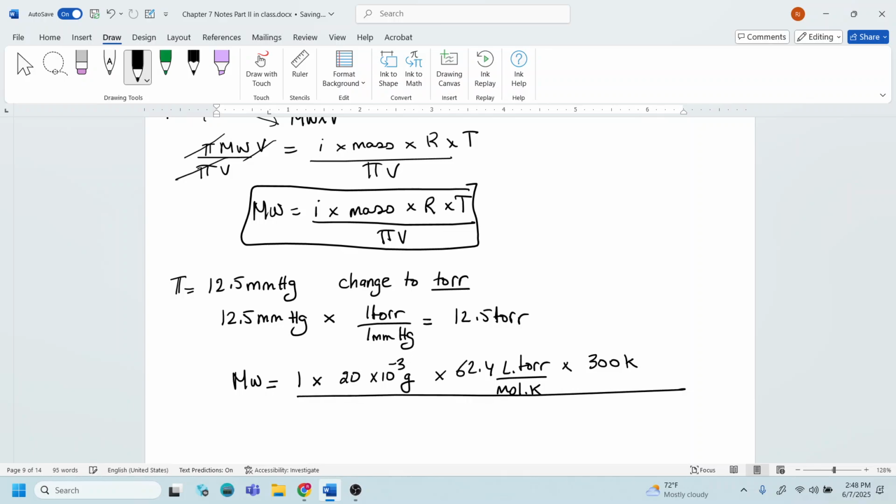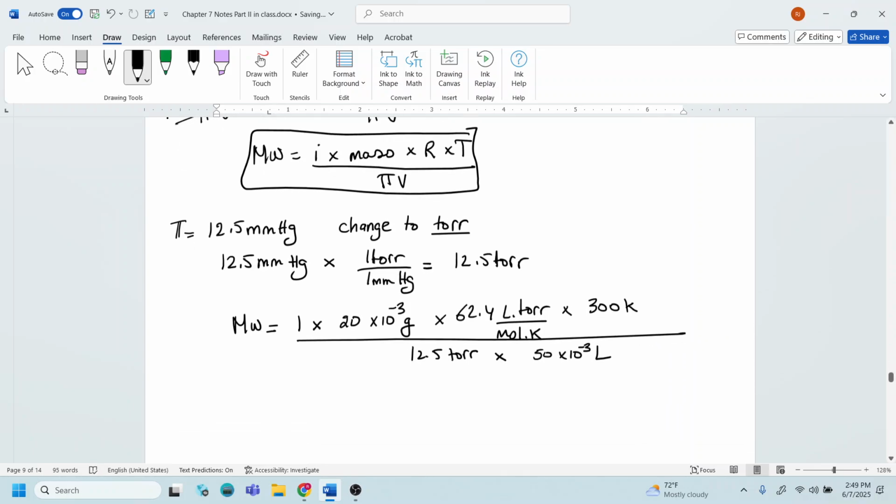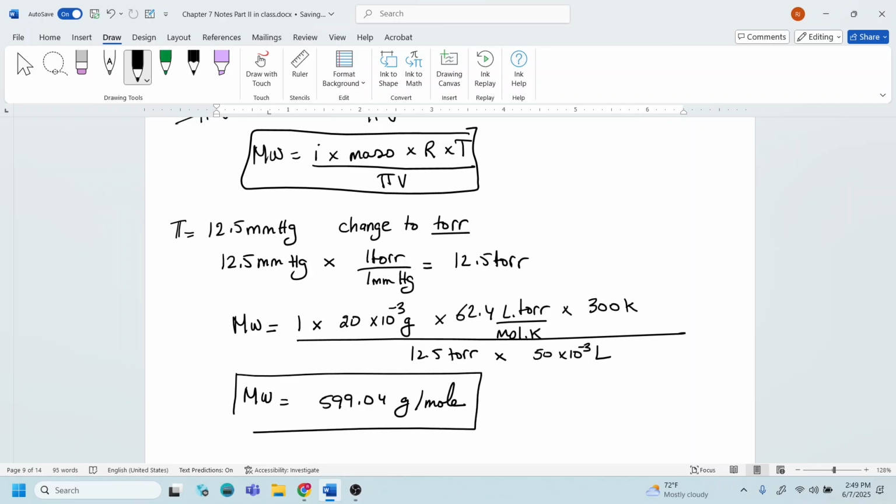by the osmotic pressure that we just calculated, times the volume, and the volume has to be in liters. It's given as 50 mL, so it's going to be 50 times 10 to the minus 3 liters. Do your calculation, and that is equivalent to 599.04 grams per mole, and this is going to be the molecular weight.